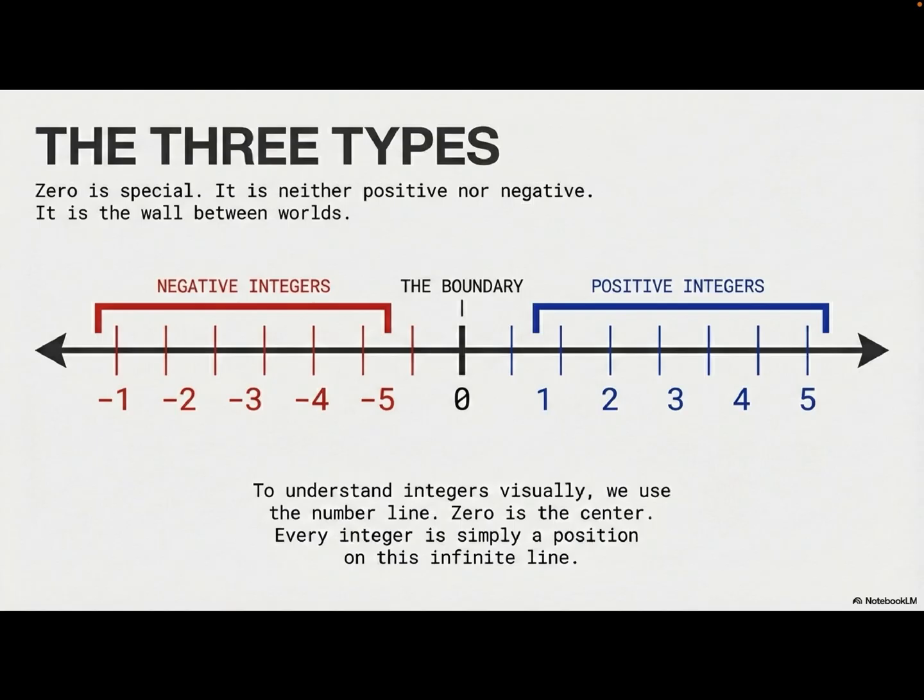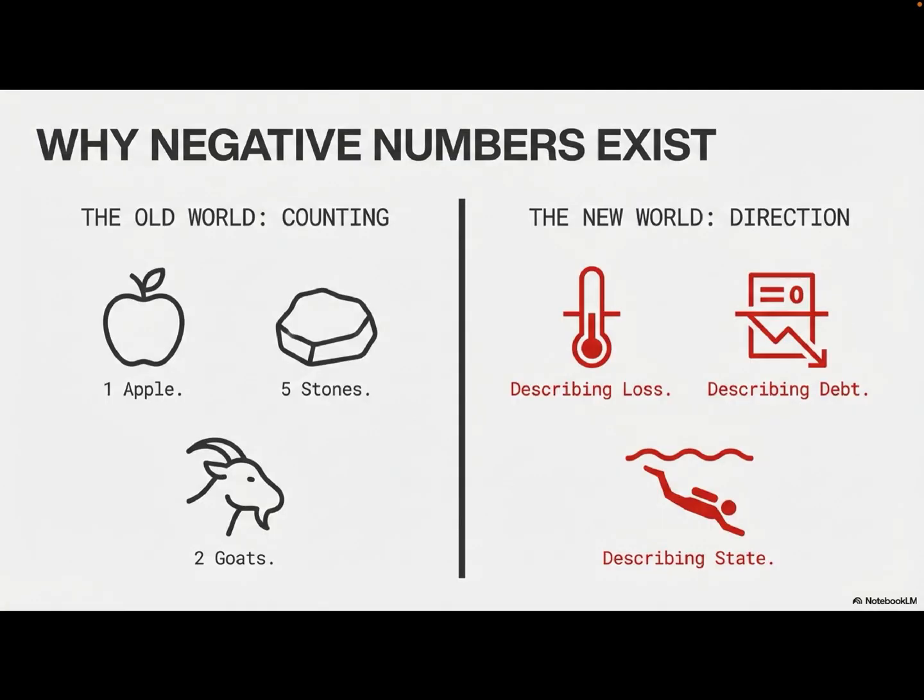Why do negative numbers exist? Originally, humans counted objects: 1 apple, 2 apples, 5 stones. But what if you owe money? What if the temperature goes below zero? What if you go below sea level? To describe loss, direction, and depth, mathematics invented negative numbers.